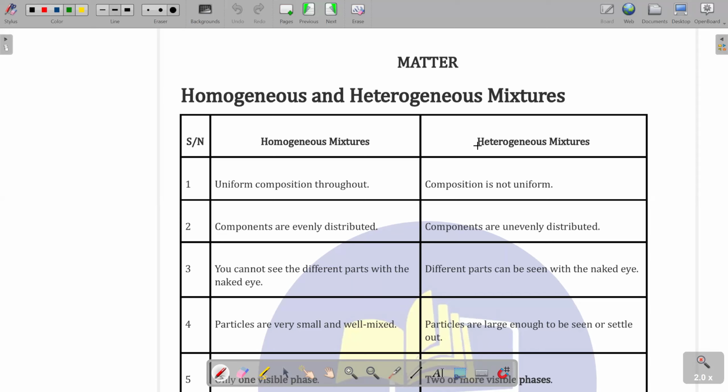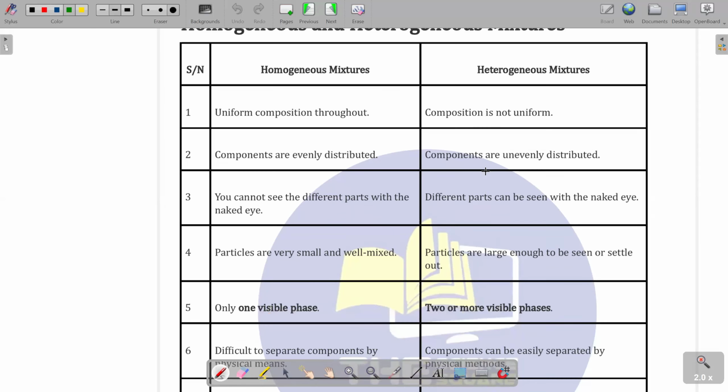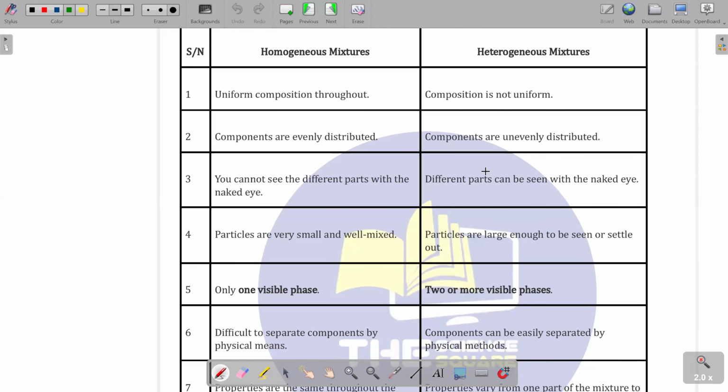When we have a uniform composition throughout the solution, then we say it is a homogeneous mixture. But in a case where we have a non-uniform composition, then we say the solution is not homogeneous. That is, it's heterogeneous. The word homo means the same. The word hetero means different. So components are evenly distributed in homogeneous mixtures, whereas they are not evenly distributed in heterogeneous mixtures. So there's always a barrier.